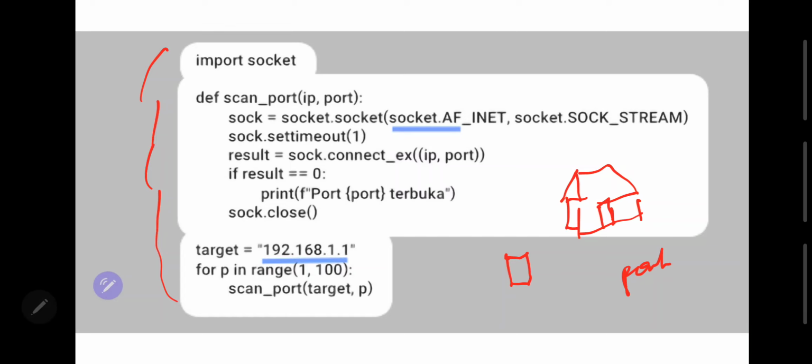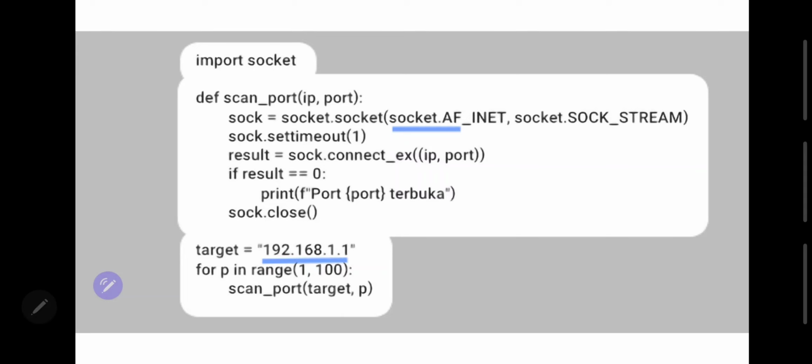Here on this board, I show you the code to check whether your door is open or closed. You can see here the module socket, and then the function scan port, and in the last part you can scan the IP address.